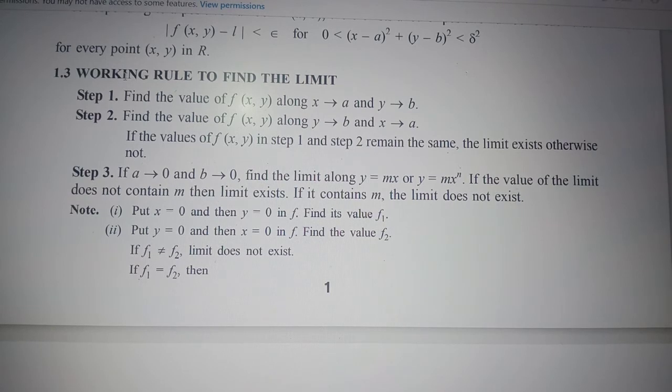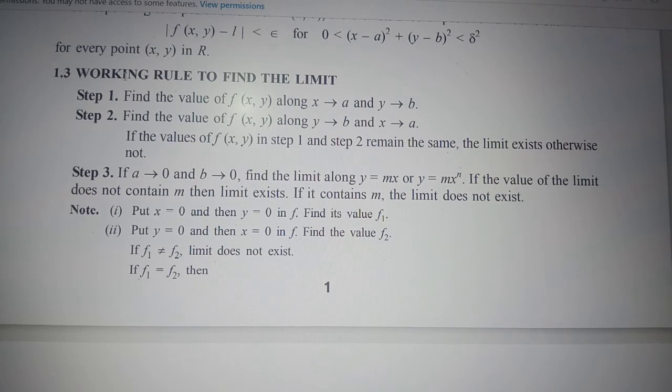That is, if x tends to a and y tends to b, then we find the function f of x comma y, that is, put the value x equal to a, then y is equal to b. After that, the next step is y is equal to b and then x equal to a, then find the function f of x comma y.